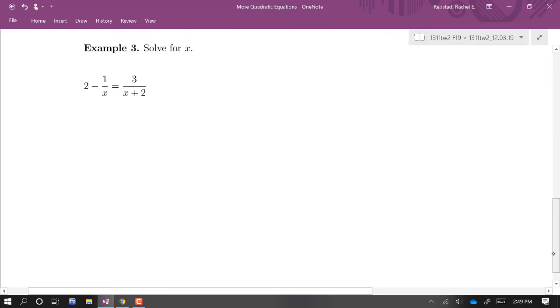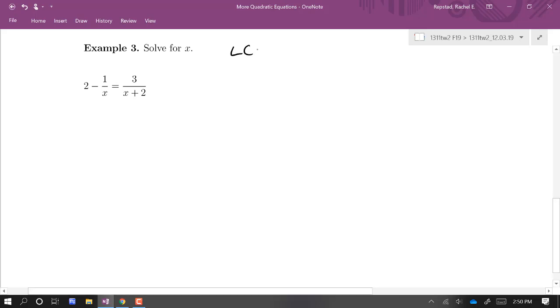Let's do one more. This one's not quadratic, but this is a really good one to do, thinking about preparing for Thursday. There's a lot of solving equations like this in chapter 6. How do we start a problem like this? The denominator. What about the denominator? Least common denominator. Yeah.